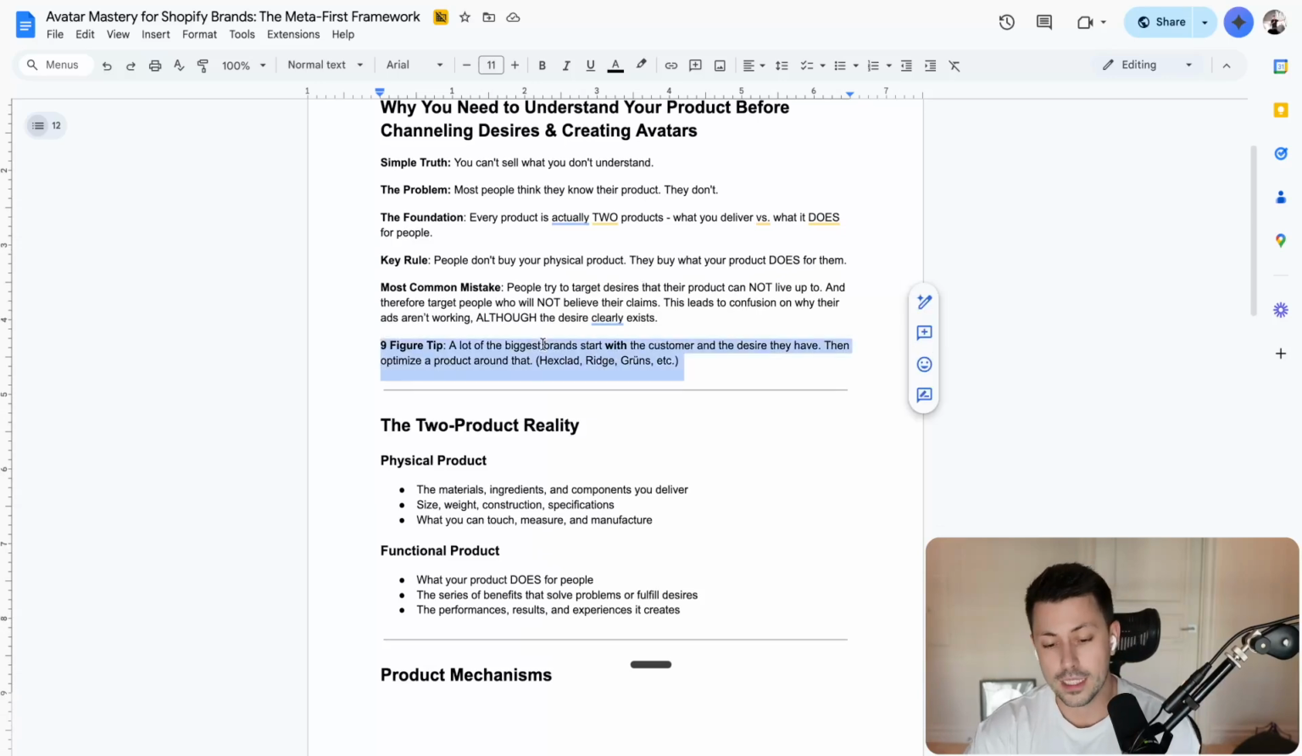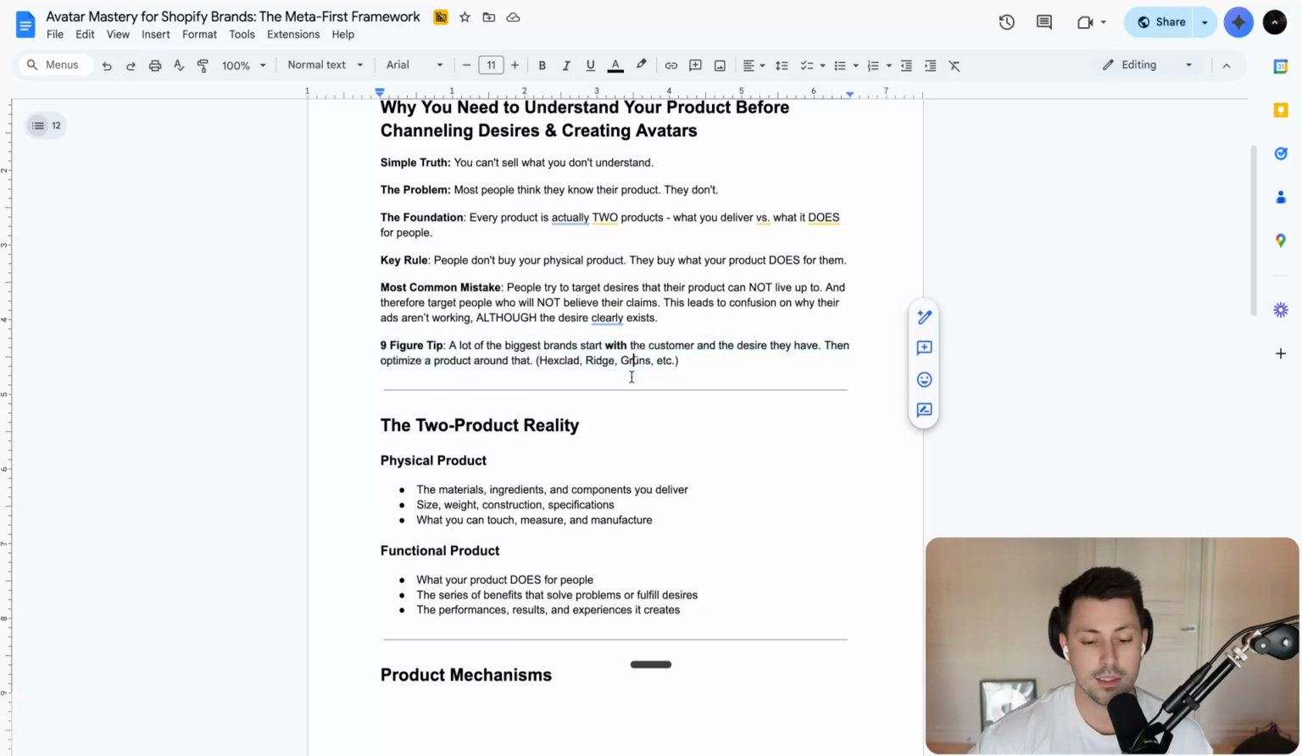Okay. Now, the 9-figure tip here that I have for you guys is that a lot of the biggest brands in the world actually start with the customer and the desire first. Okay. Before they even make a product. And this, guess what? Also applies if you're searching for products, okay? You don't have to innovate a product, but a lot of you guys, the best thing to do is to actually go and look at what do people want? What are their desires and who wants them? And we're going to get into avatars as well.